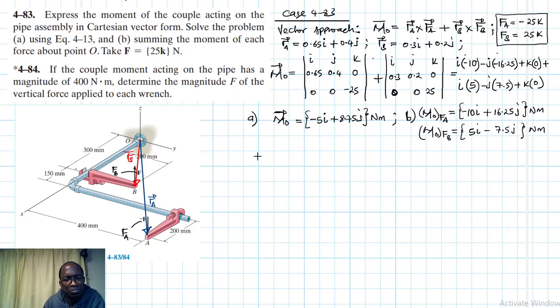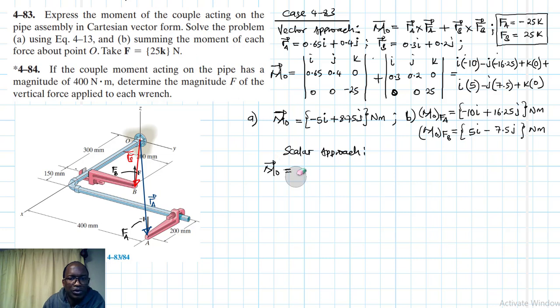All right. So let's use another approach, which is the scalar approach. So we have moment about point O. We'll write it also as a vector. Even when we are using this, we are going to sum them up in advance. You'll see what I'm talking about.